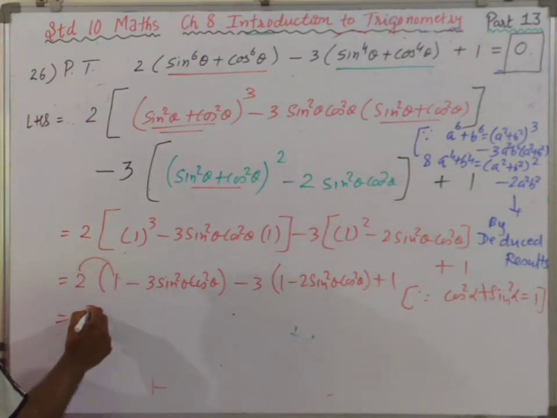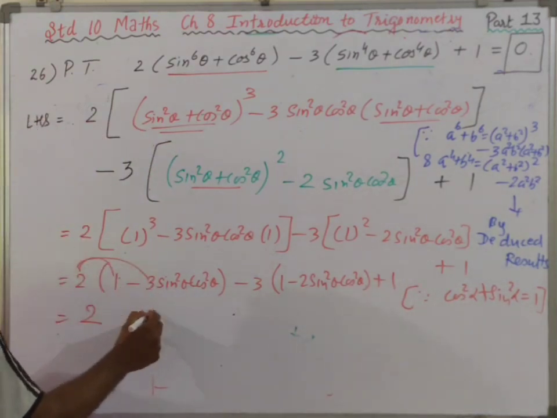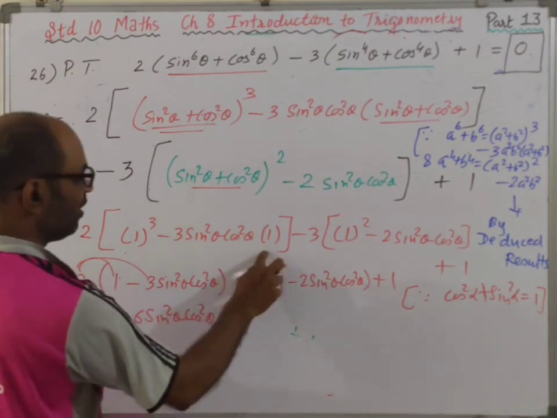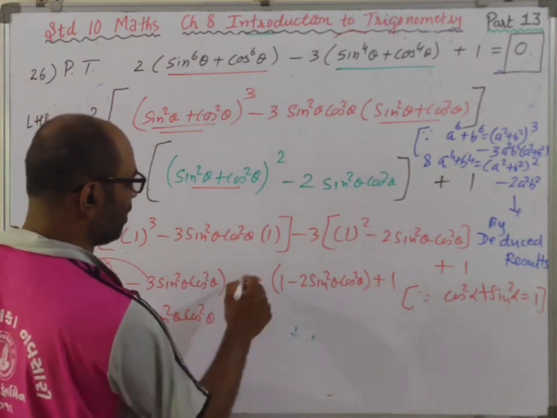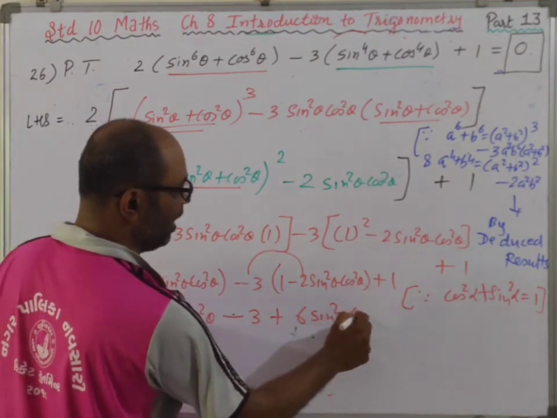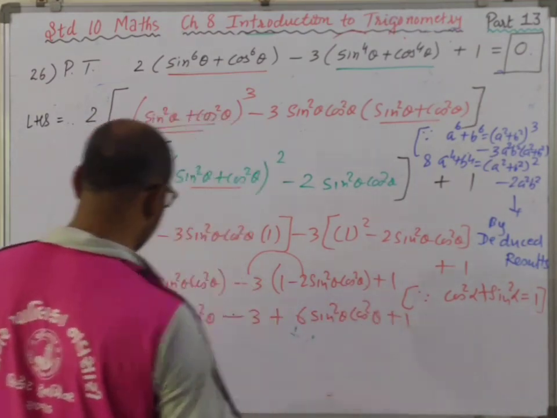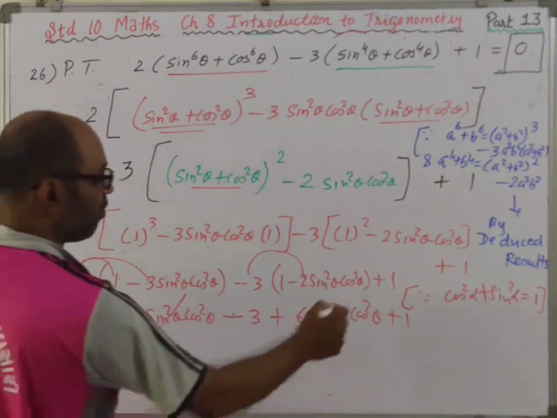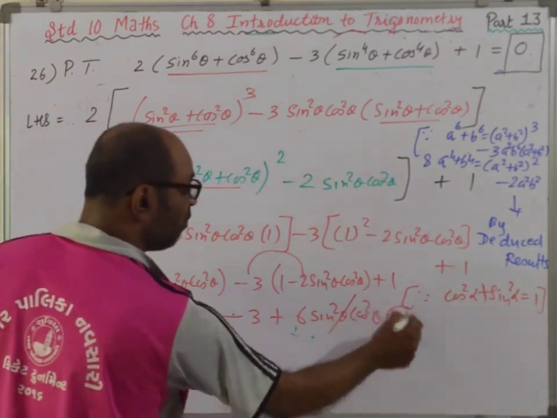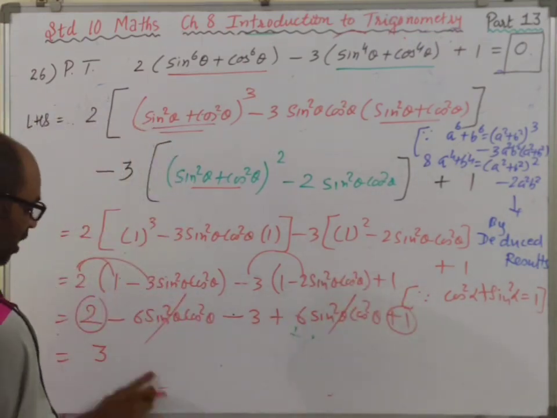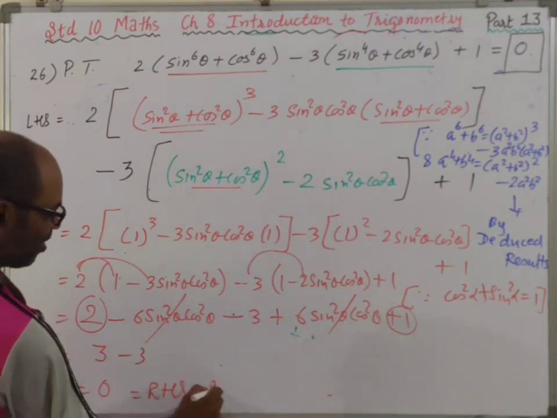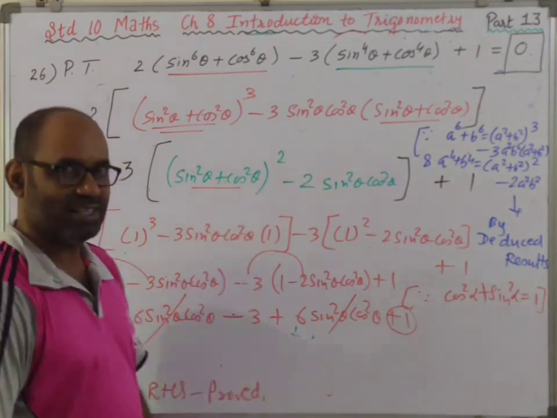Now distribute this. 2 1s are 2, plus 2 3s are 6 sin square theta into cos square theta with different signs, so minus. 3 1s are 3 with different signs, so minus. 3 2s are 6 with the same sign, so plus, into sin square theta into cos square theta, +1. Okay, minus 6 sin square cos square plus 6 sin square cos square cancel. This is 2, this one is +1, 2 plus 1 is 3, and this is -3, and that is 0. That is RHS proved. Isn't it, children?